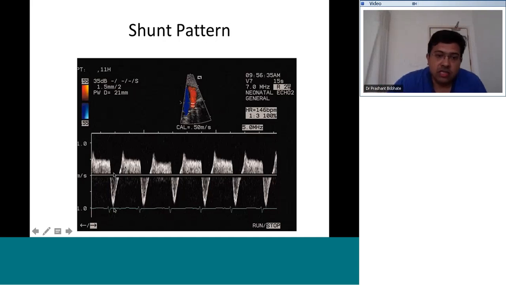In systole, the flow is in the opposite direction, that is, from the pulmonary artery to the aorta. In diastole, it is from the aorta to the pulmonary artery. So actually this baby has a bidirectionally shunting PDA, which is shunting right to left in systole and left to right in diastole. Now my question is, will you ever think of closing this duct?